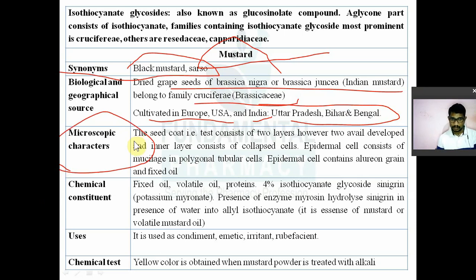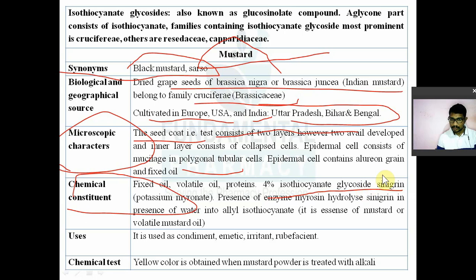The seed consists of seed coat. The seed coat consists of two layers. The seeds contain fixed oil, सरसों का तेल. Chemical constituents: fixed oil, then volatile oil, then protein, and the main important one is the isothiocyanate glycoside.